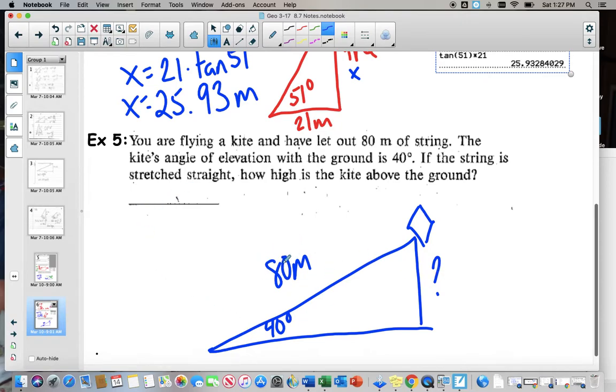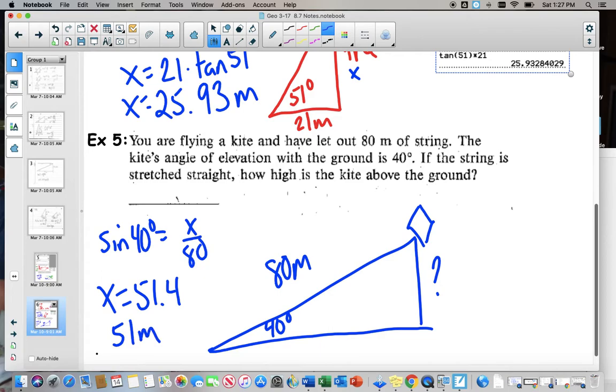Opposite hypotenuse, so we're going to use sine of 40 degrees equals x over 80. So we'll do sine of 40 degrees times 80. So we get x equals 51.4. And let's round to the nearest meter, so our answer would be 51 meters.